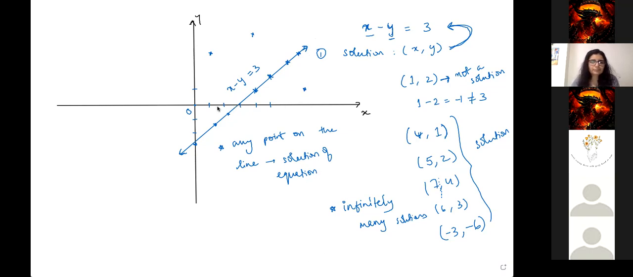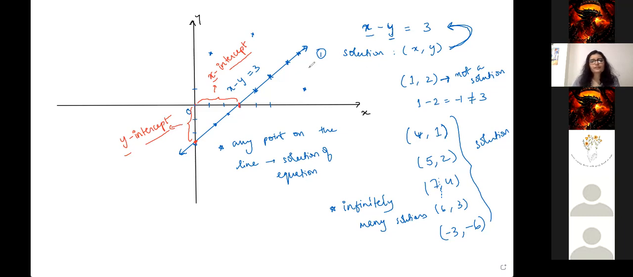Another point is, you can see that this line is intersecting the x-axis and the y-axis, right? So this distance, from the origin to the point where it intersects the x-axis, is called the x-intercept. And wherever it intersects the y-axis, this distance or this particular point is called the y-intercept. Because it intersects the y-axis, it's the y-intercept, and because it intersects the x-axis, it's the x-intercept.